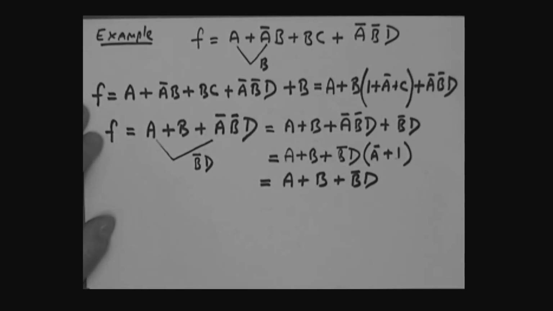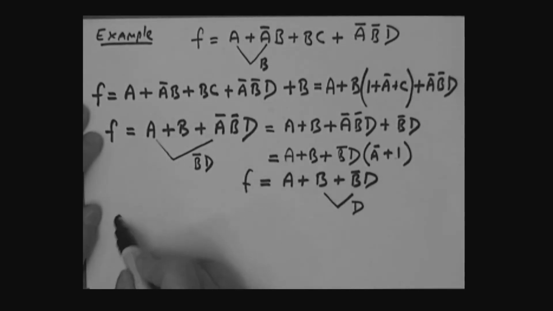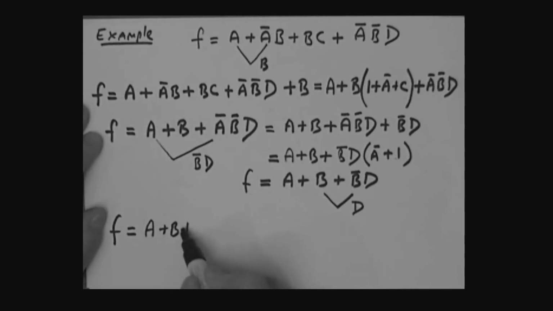Well, can you go any further? Let's look. I've got a B bar in this product term and a B in this. So yep, sure, I could take an optional product there. What would the optional product be? What are you left with over here? It's just D. So the optional product is D. So I could rewrite my function now. My function is A or B or B bar D or D. This D is going to absorb this D B bar.